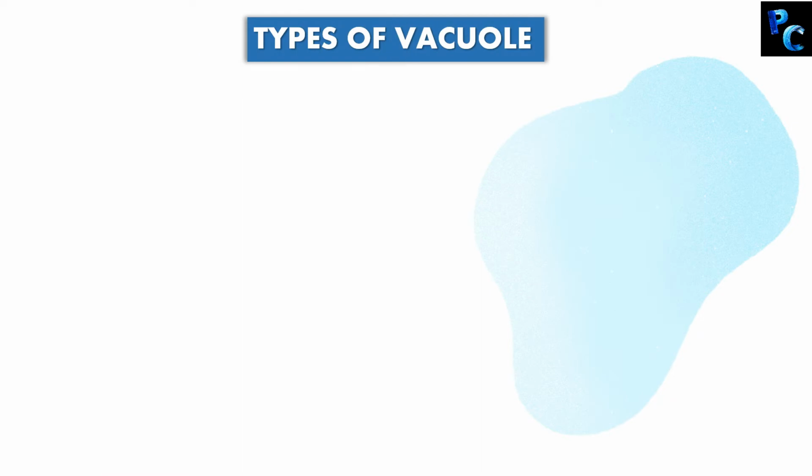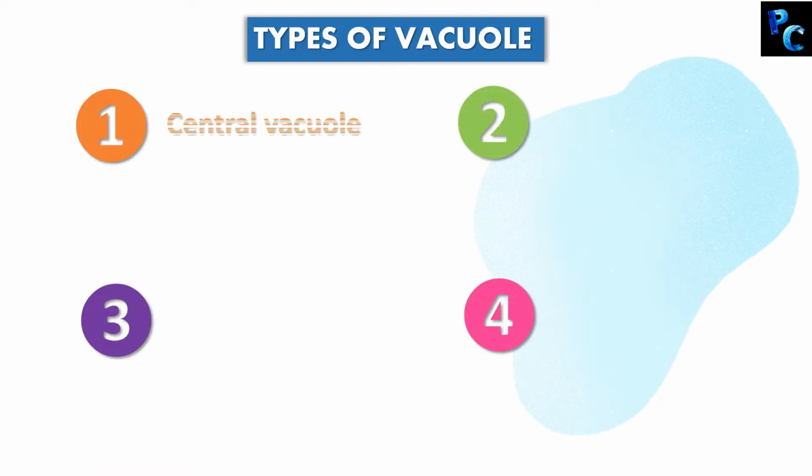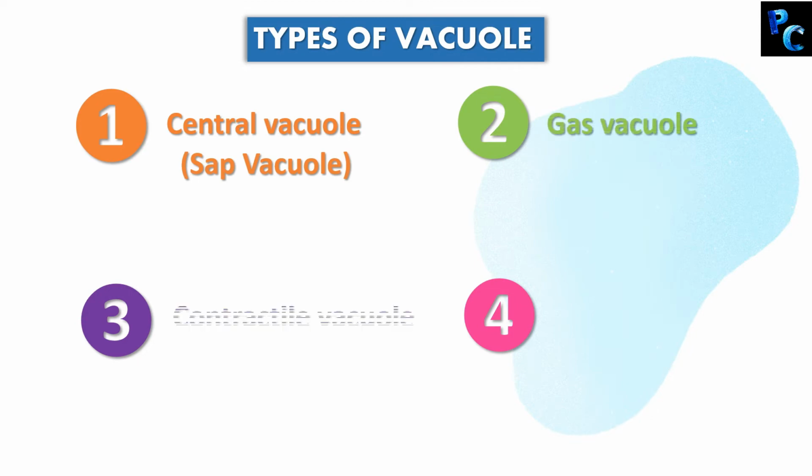Now let's see the types of vacuoles. Vacuoles can be of 4 types. The central vacuole, which we just talked about, contains the cell sap. It is also known as sap vacuole. The other vacuoles are gas vacuole, contractile vacuole and food vacuole.